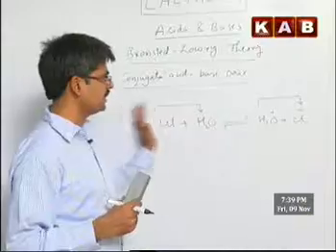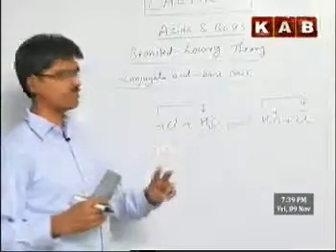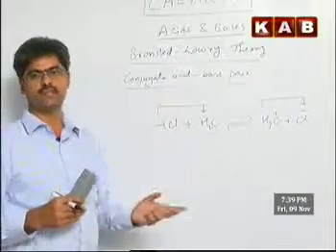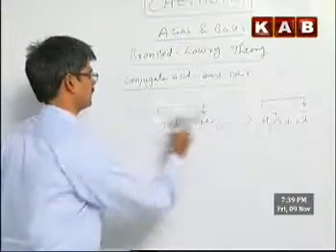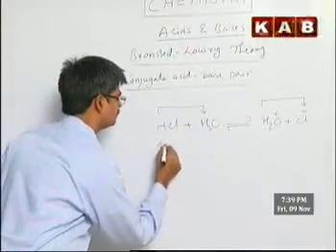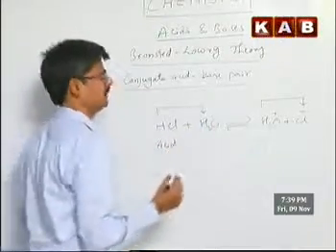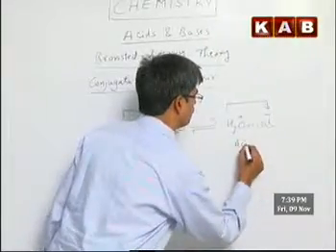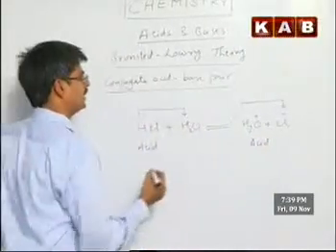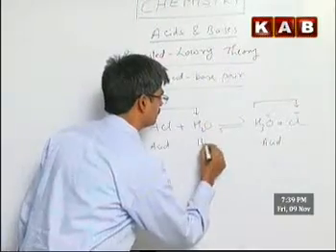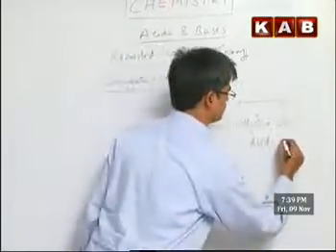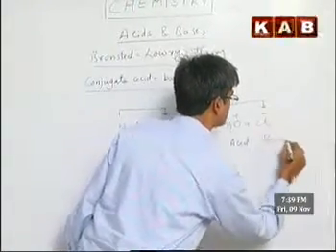So in this complete reaction, we have two acids and two bases. What are the acids for us? In the forward direction, HCl is acting as an acid, and in the backward direction, hydronium ion is acting as an acid. In the forward direction, water is acting as a base, and in the backward direction, Cl minus ion is acting as a base.